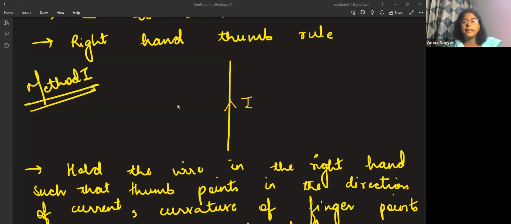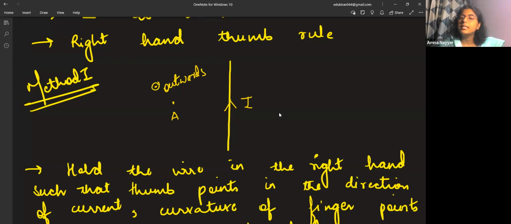Suppose we take this point A. The direction of current is upward, this is the question that is given, and point A is situated here, towards the left of the wire. If I place the thumb like this, where are my fingers going? The fingers are going out of the screen, pointing towards me. The curling of the fingers is out of your page, out of the screen.